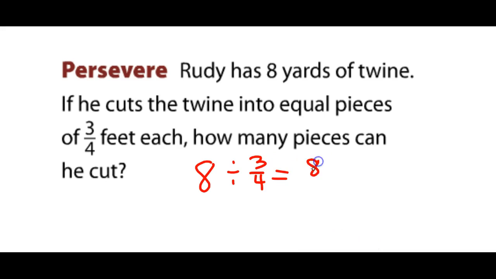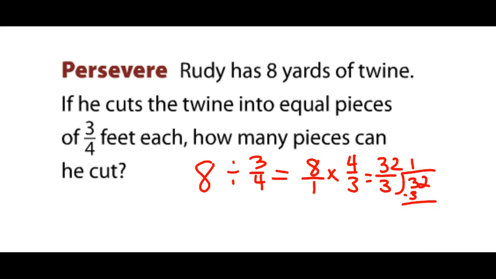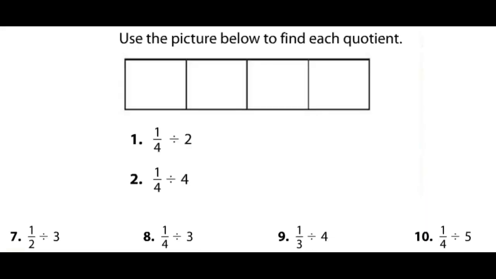It's going to change to 8/1. Change the sign, flip the second fraction. I end up with 32/3, and then I need to change that from improper to a mixed number. So I end up with 10 and 2/3 pieces. So he has 10 and 2/3 pieces, or 10 pieces and 2/3 left over after that. So that was a whole number divided by a fraction.